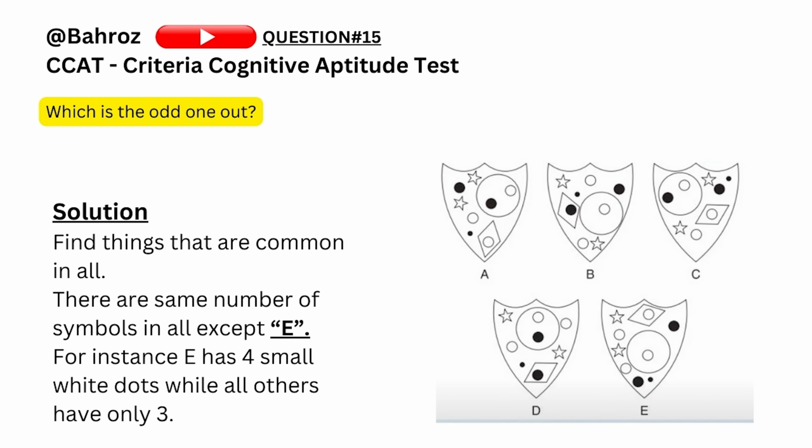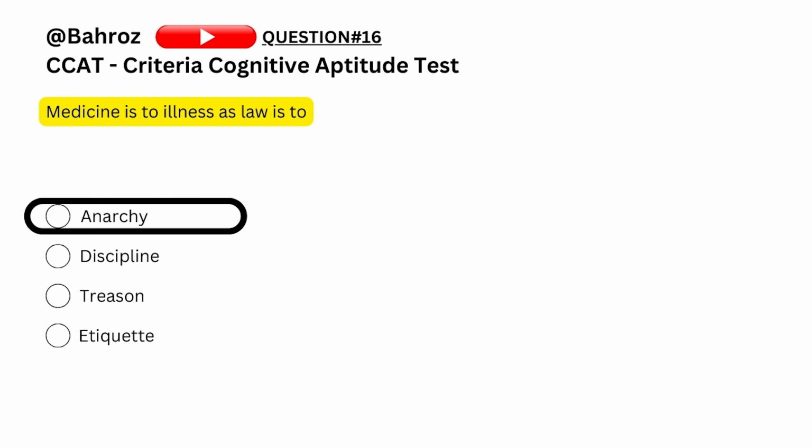Next question, which is the odd one out? Here find things that are common in all first. There are the same number of symbols in all except E. For instance, E has 4 small white dots, while all others have only 3. So there are 2 black dots across each, there is 1 big circle across each, there is 1 kite shape across each, but the white dots, there are 3 across all of them except for E, which has 4 white dots.